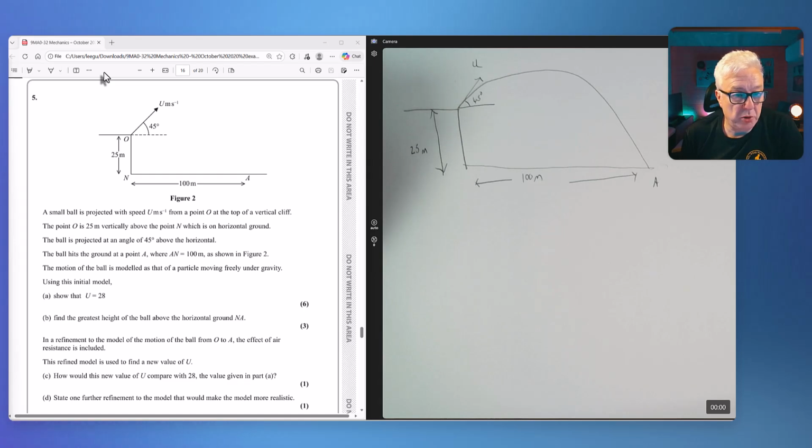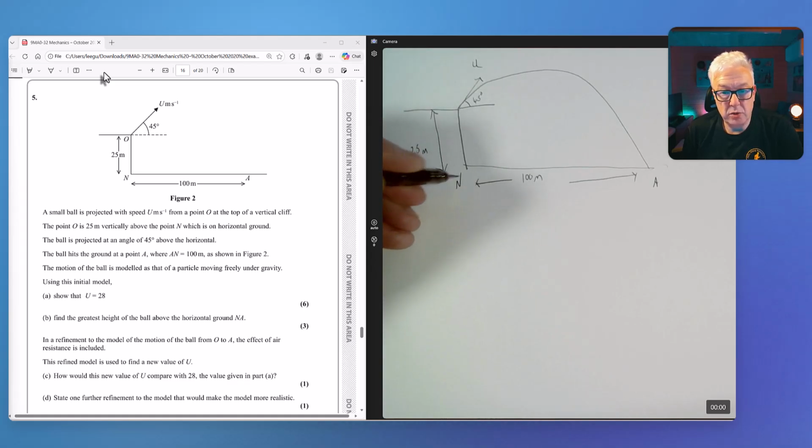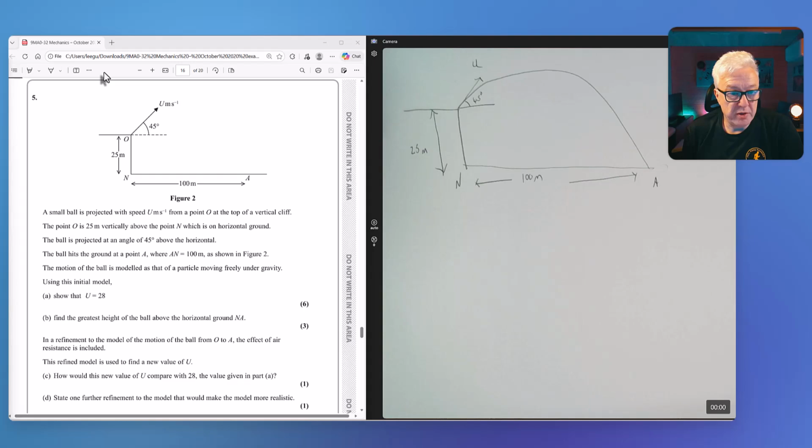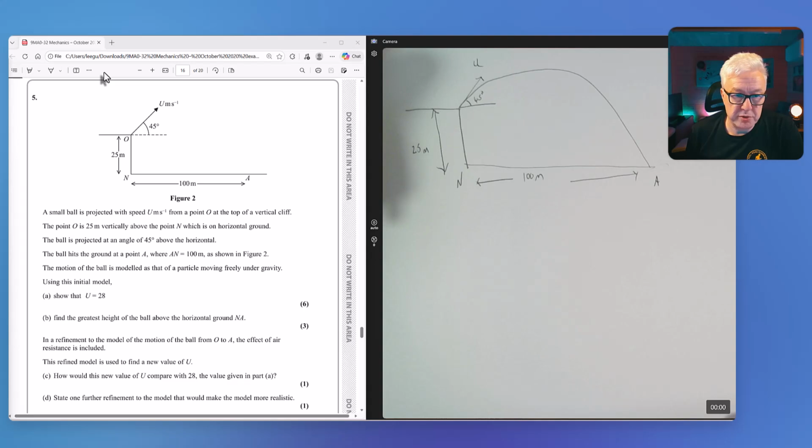It says a small ball is projected with a speed of u from a point O at the top of a vertical cliff. The point O is 25 meters vertically above the point N, which is on horizontal ground. The ball is projected at an angle of 45 degrees to the horizontal. The ball hits the ground at a point A where AN is equal to 100 meters, as shown in figure 2. The motion of the ball is modelled as that of a particle moving freely under gravity. Using this model, show that u is equal to 28.